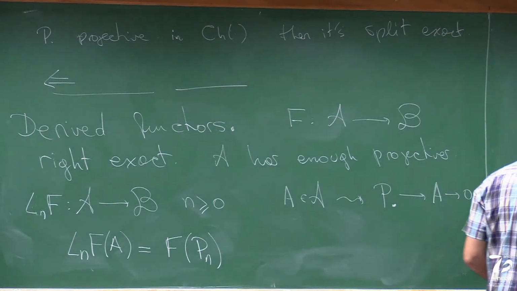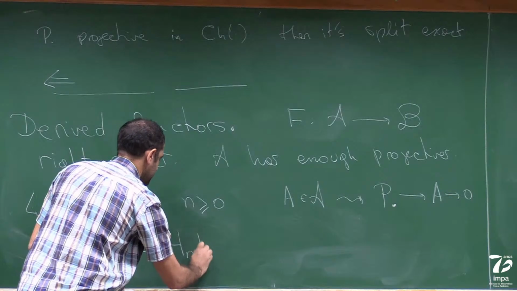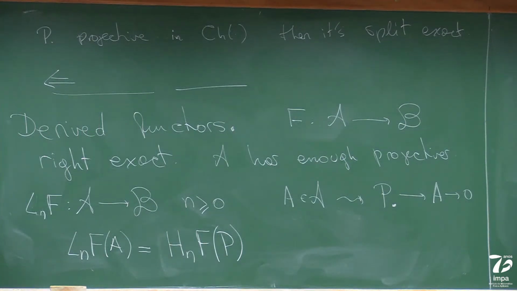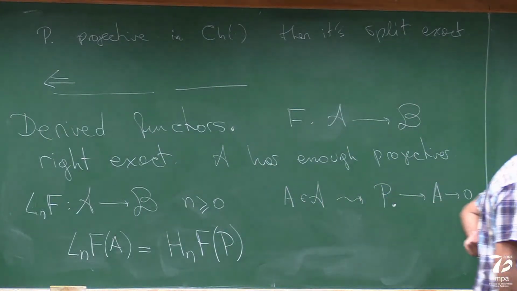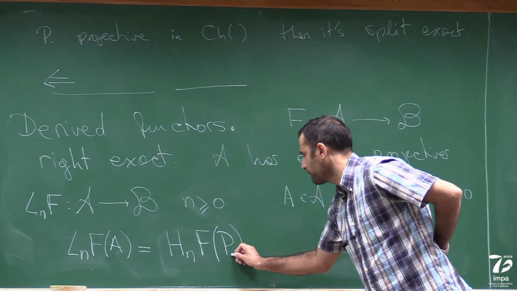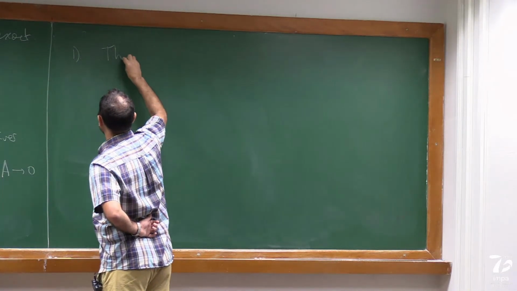Actually, oops. Take the resolution and take the nth homology of that thing. That more or less worked, but not exactly. So this P is the complex. That's almost a definition. Let's check that this is well defined. I need to check that this does not depend on the projective resolution that I've chosen. That's the first thing. So first statement, this is well defined.